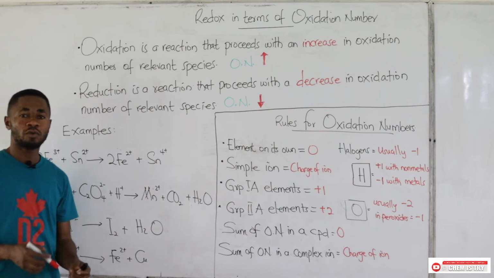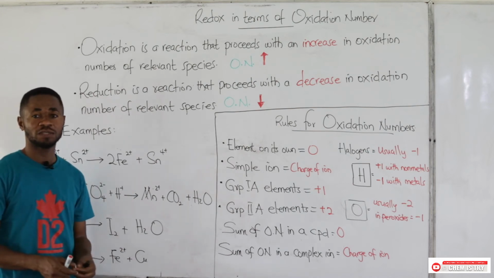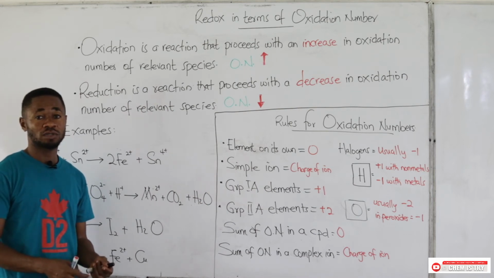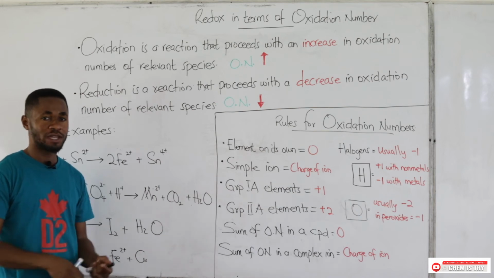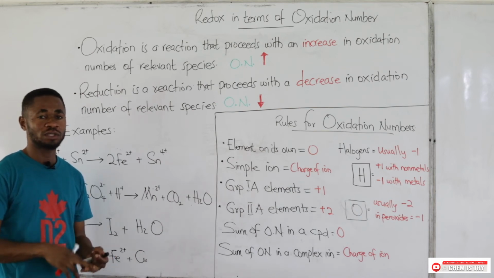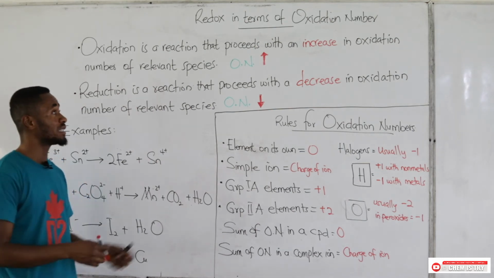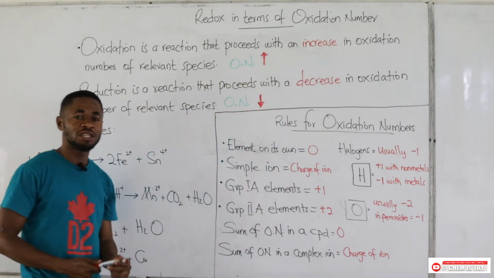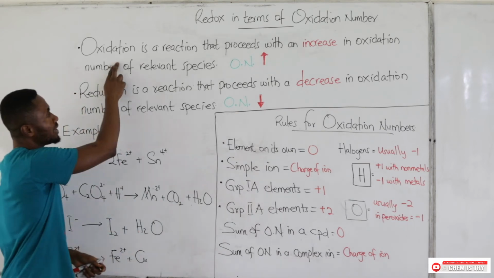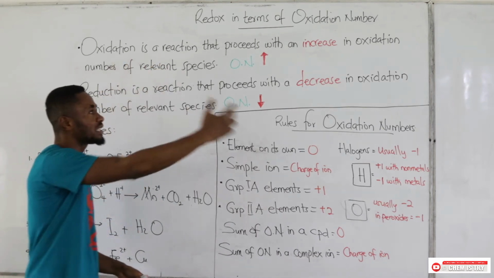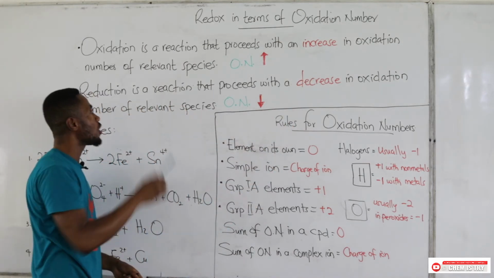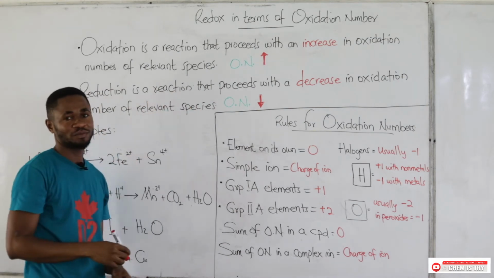Okay, so we've already talked about the first two definitions for oxidation and reduction. The first one was in terms of oxygen transfer. The second one was in terms of electron transfer. Now the third one we want to talk about is in terms of oxidation number. Oxidation is a reaction that proceeds with an increase in oxidation number of relevant species.